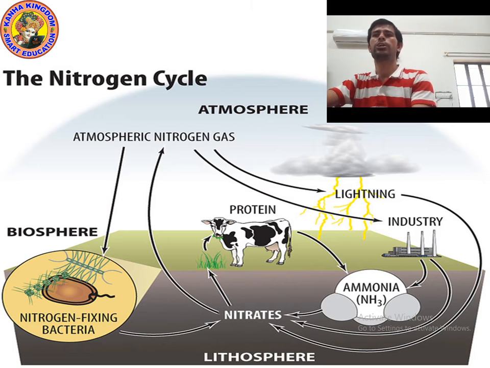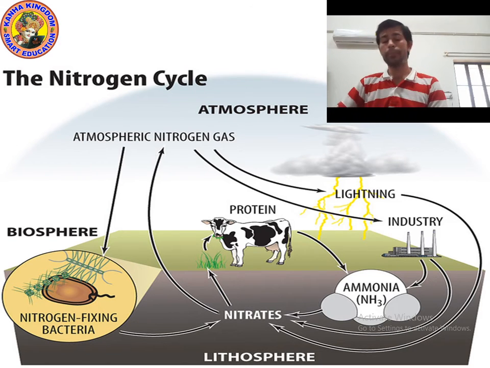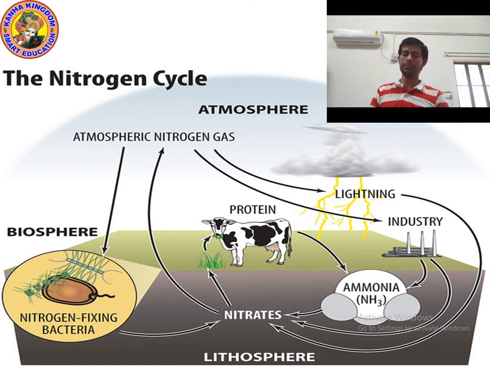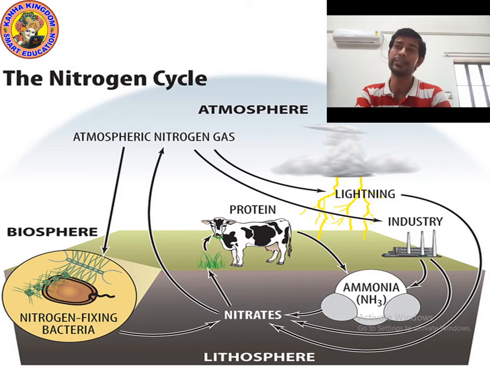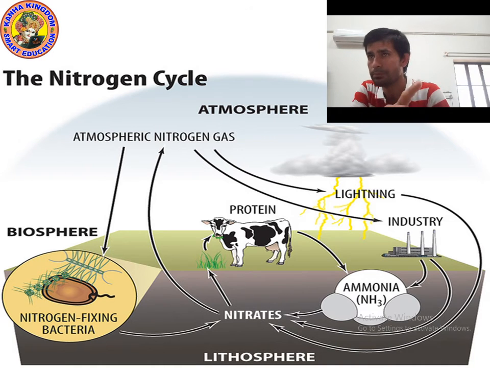Can you see the picture of nitrogen fixing bacteria? Yes. What is the work of nitrogen fixing bacteria? Nitrogen fixing bacteria are present in the biosphere. They convert this nitrogen gas into a usable form. Which form? Nitrate. So nitrogen is converted into nitrate by nitrogen fixing bacteria.